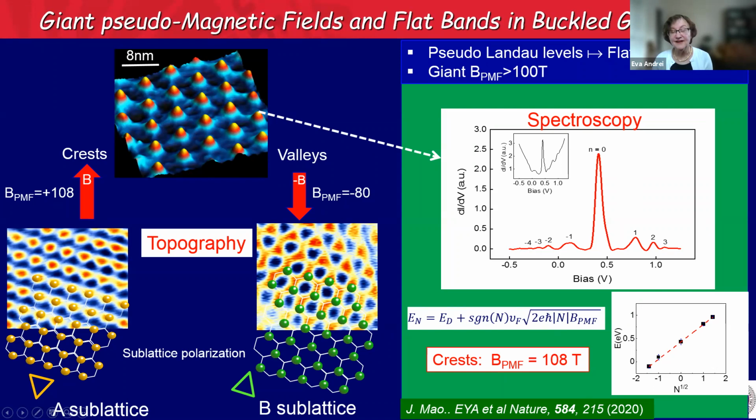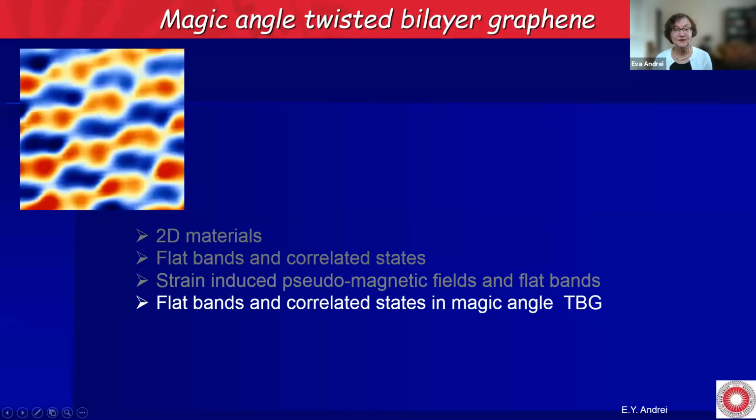However, this is still not enough. When we bring the Fermi energy within the n equals 0 Landau level, we see a nice opening of a pseudo gap, but we are not there, not superconducting yet. So the one place where superconductivity was seen was in magic angle twisted bilayer graphene, and that brings me to this last topic here. Any questions so far, or shall we wait till the end?